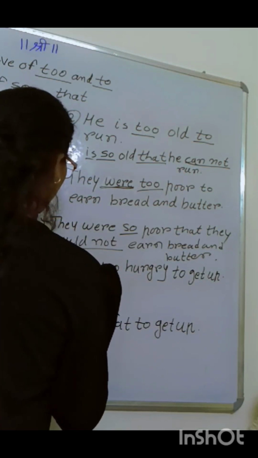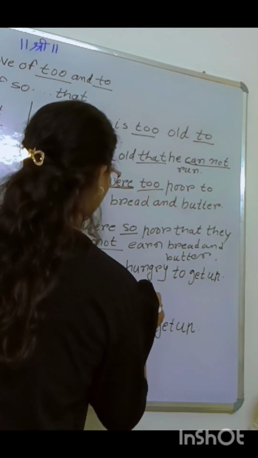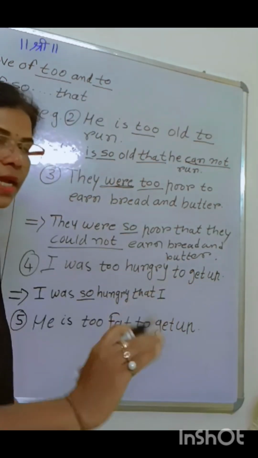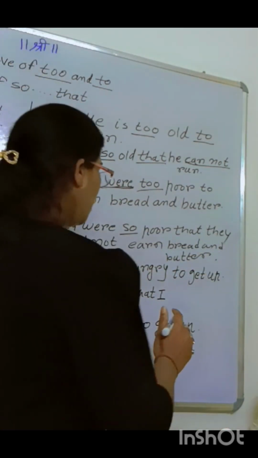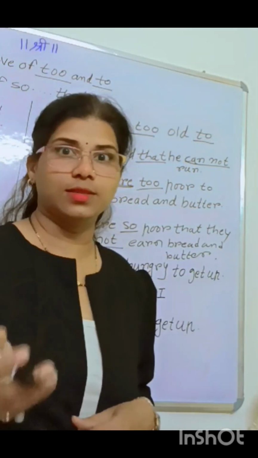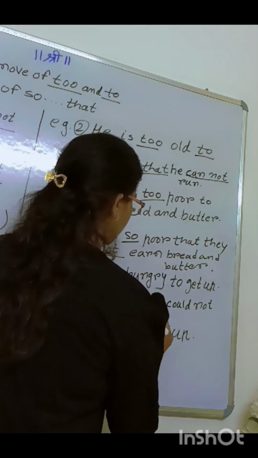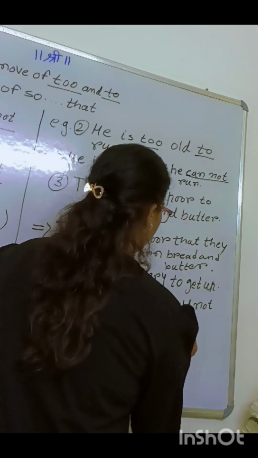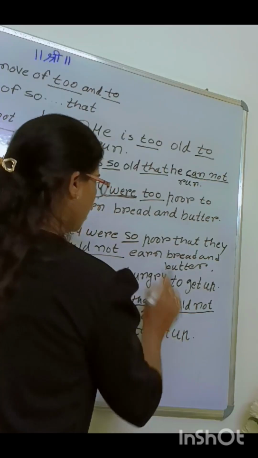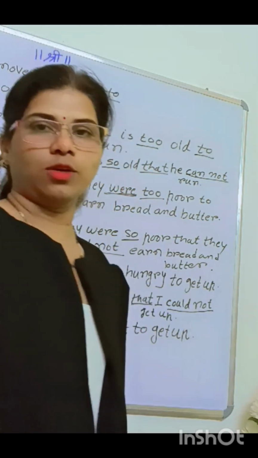I was so hungry that. After that take the subject, that I was. The sentence is in past tense. So what to write? Could not. I was so hungry that I could not get up. Over. Changes are done. So that, and the sentence is in past tense. That's why "could not". Done.